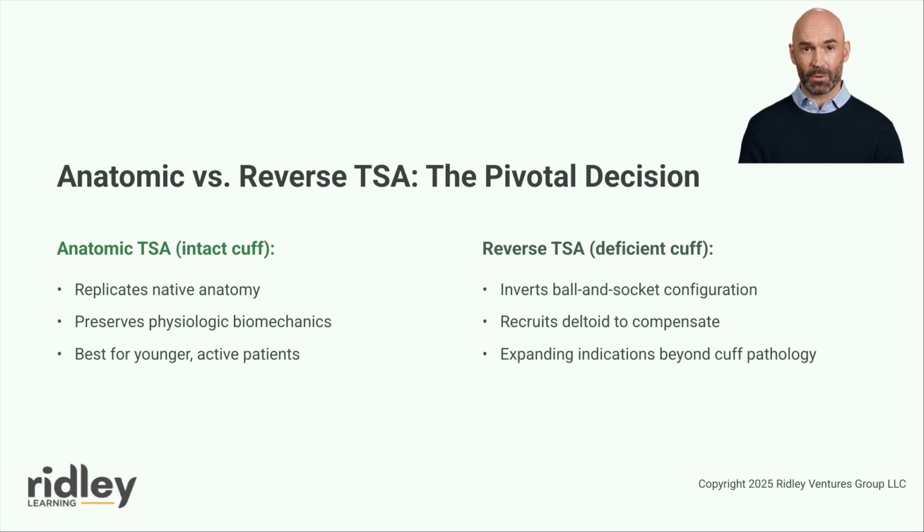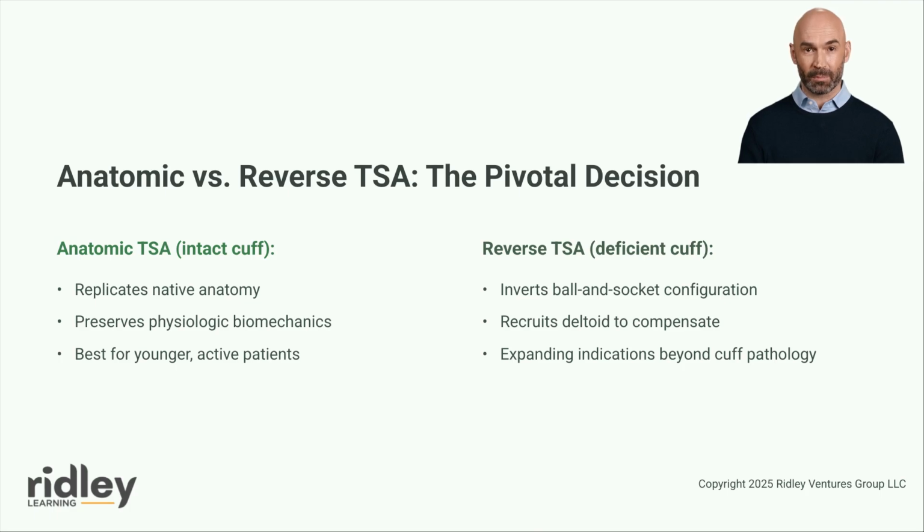While both procedures reliably reduce pain and improve function in appropriately selected patients, emerging evidence from large-scale registry studies and meta-analyses published between 2022 and 2025 has refined our understanding of optimal indications, contraindications, and comparative outcomes across diverse patient populations. Let's start by examining anatomic total shoulder arthroplasty.